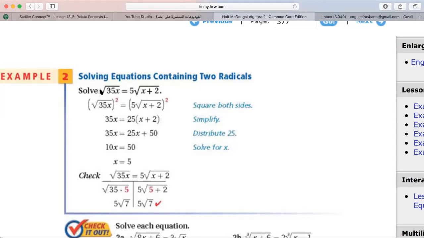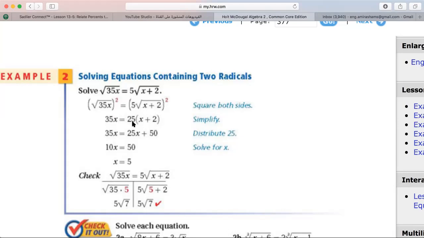So I'm going to take the square root of 35x and square it, which is equal to the whole term 5 multiplied by the square root of x plus 2, and square it. So the square root will cancel the power of 2. So it will be 35x is equal to, the power of 2 will be distributed upon 5 and the square root. So 5 to the power of 2 will be 25 and the square root will cancel the power, so it will be x plus 2.